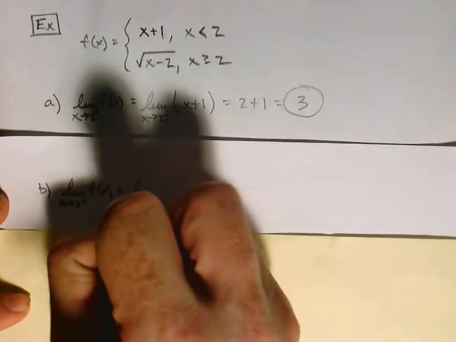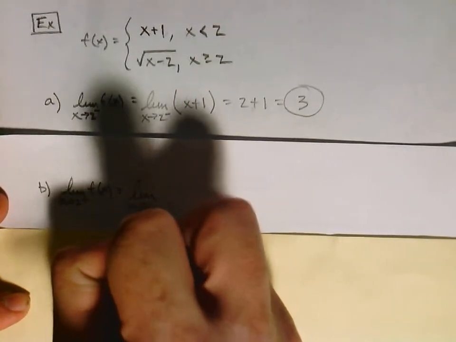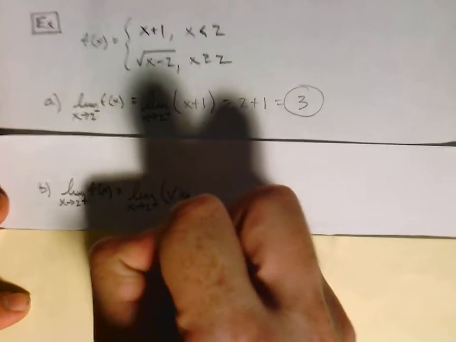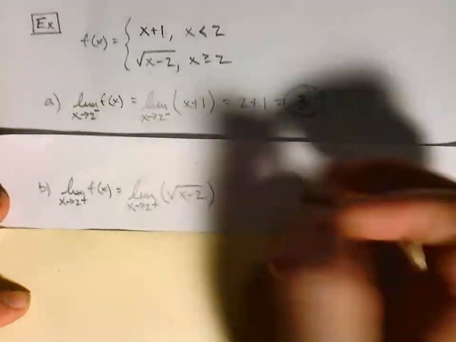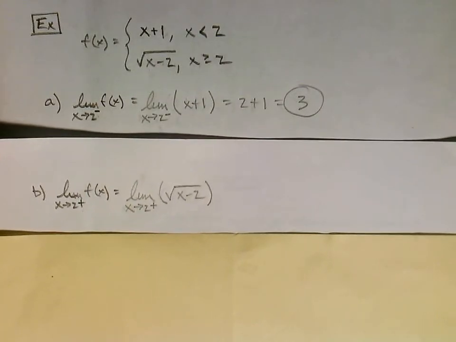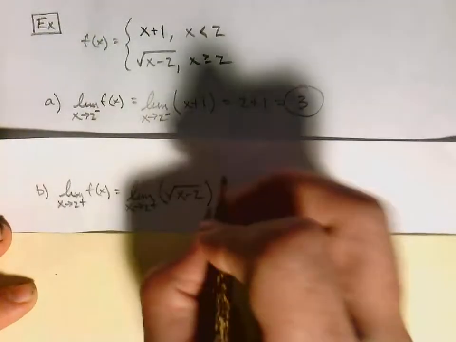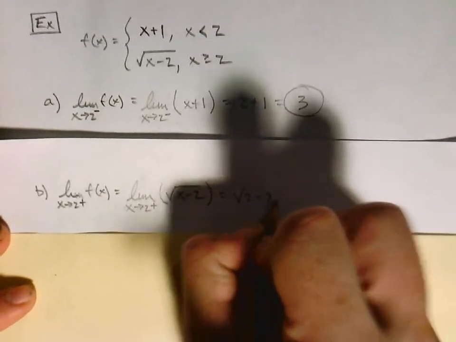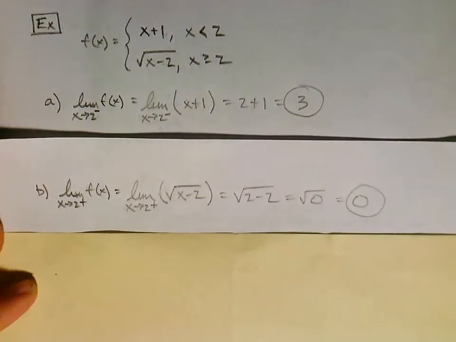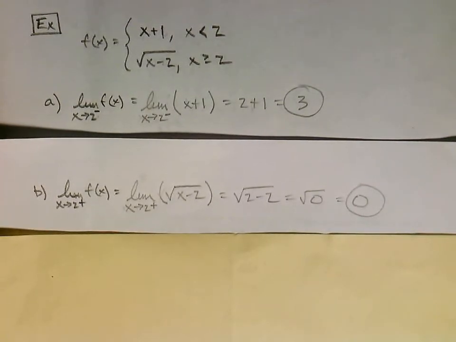So I'm going to write limit x approaches 2 with a little plus, and now I can fill in square root x minus 2 there in parentheses. The numbers bigger than 2 are on the right side. And once we have that, it's just a matter of plugging in. So we've got square root of 2 minus 2. Well, that's the square root of 0, and that's just 0. So there's our answer here. So we're using the right side of 2.